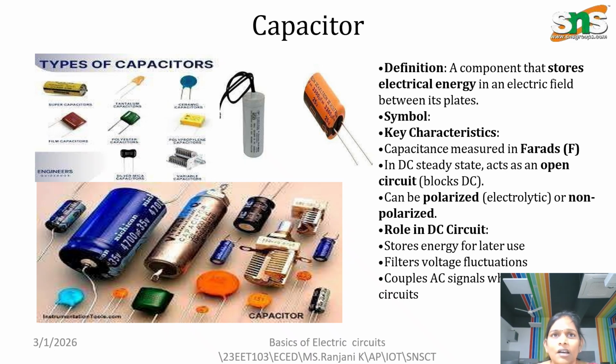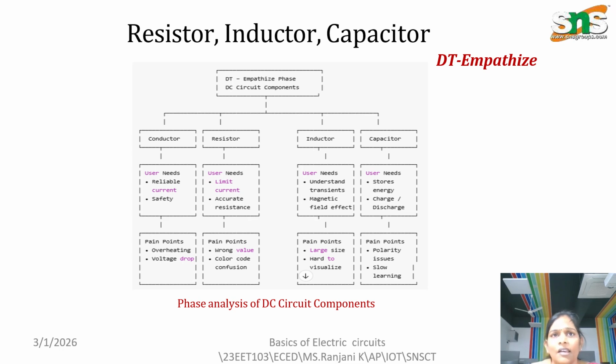Next, let us see the comparison of resistor, inductor, and capacitor. In the resistor there is no energy storage, it opposes the current, and the DC behavior is normal flow. In the inductor, the energy is stored in the magnetic field, it opposes change of current, and it behaves as a short circuit in DC. In the capacitor, the energy is stored in the electric field, it opposes change in voltage, and it behaves as an open circuit. Each component plays a unique role in circuit behavior.